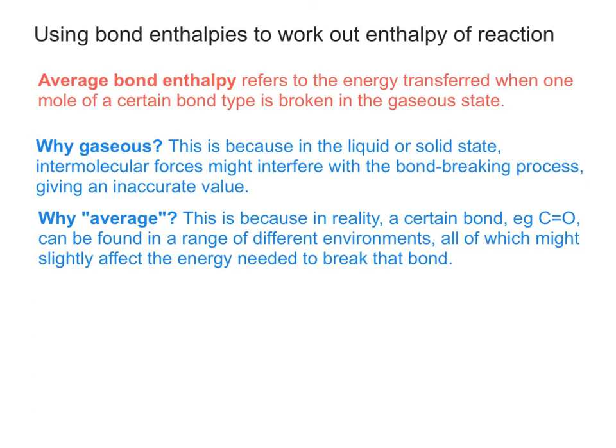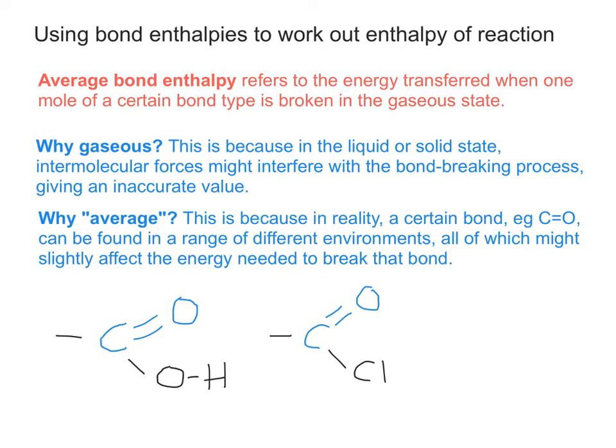If you take, let's say, a C double bond O, like that, that could be part of a carboxylic acid group. It could be part of a carbonyl chloride group, or acyl chloride. It could be part of an amide group, such as that.